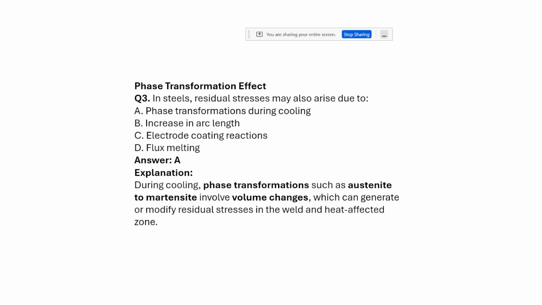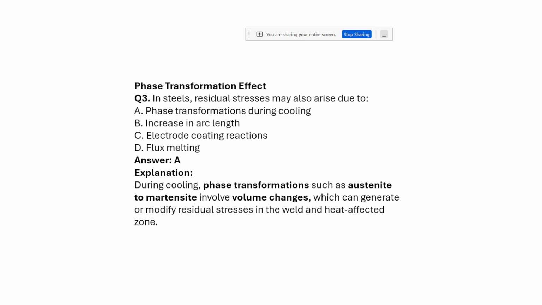Next, in steels, residual stresses may also arise due to: a phase transformation during the cooling, increasing the arc length, electrode coating reactions, or the flux melting. So in steels, as the temperature increases, the phase changes from alpha to gamma phase, the austenitic phase and so on. During the phase transformation, the volumetric change occurs that generates a lot of stresses, like converting from austenitic phase to martensitic phase.